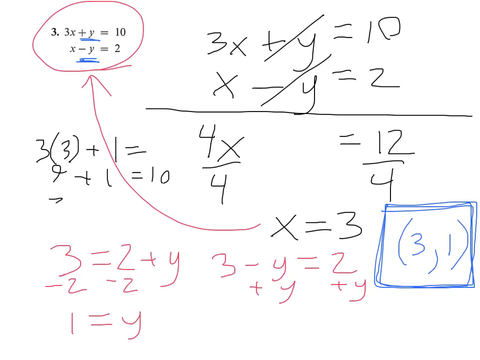x, which is 3, minus y, which is 1, equals 2. 3 minus 1, or 2, equals 2. Yep, we're 100% sure now that 3 comma 1 is the answer. Okay, now it gets a little bit harder, but this is the basic idea.